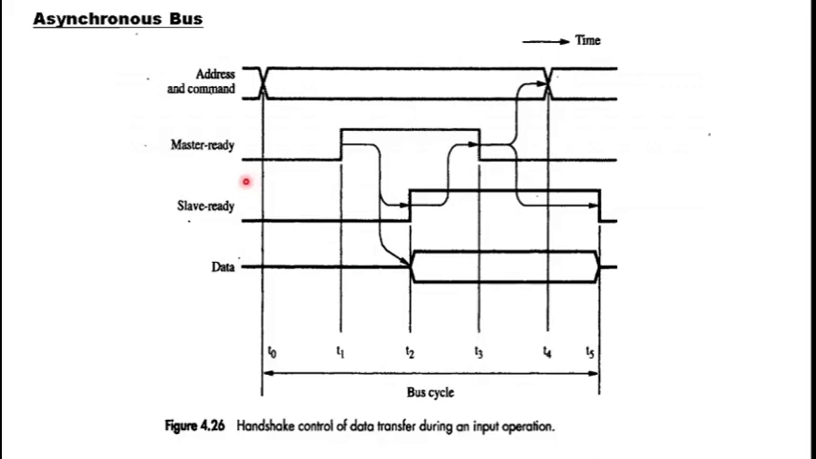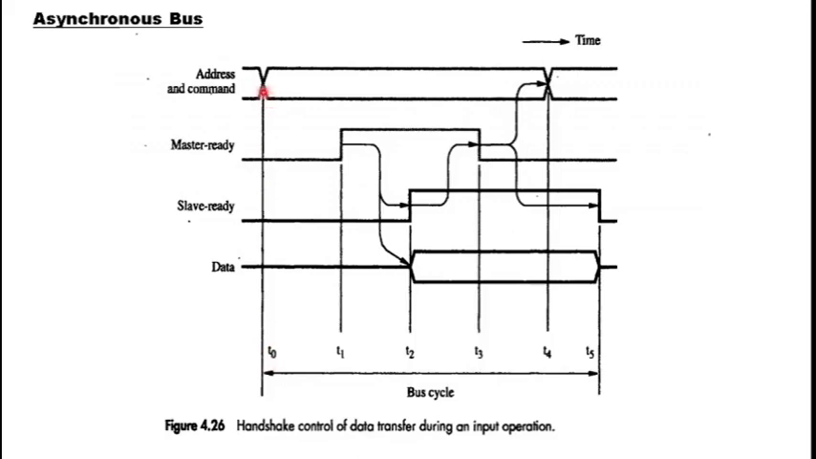So if you see here at time t0, the master has put the address and command for the data transfer. So here the address is of the slave and command is a read command. It means the system or the master is going to read the data that is going to be generated by the slave. Okay, so that happens at t0.